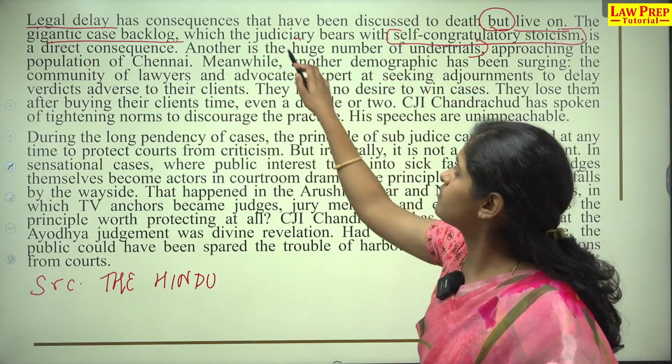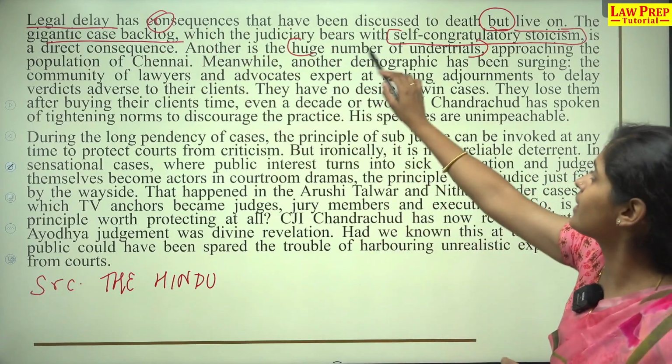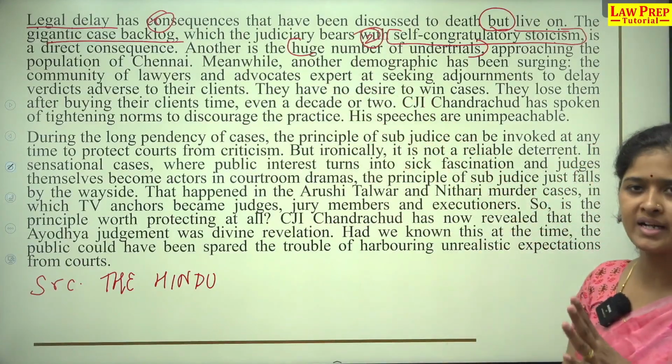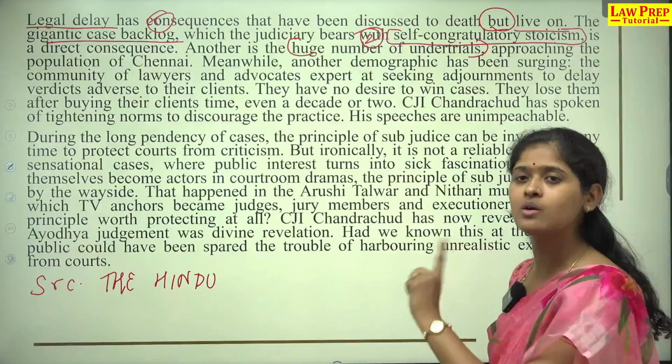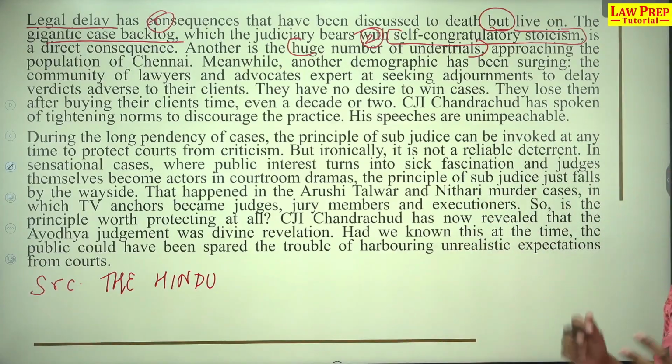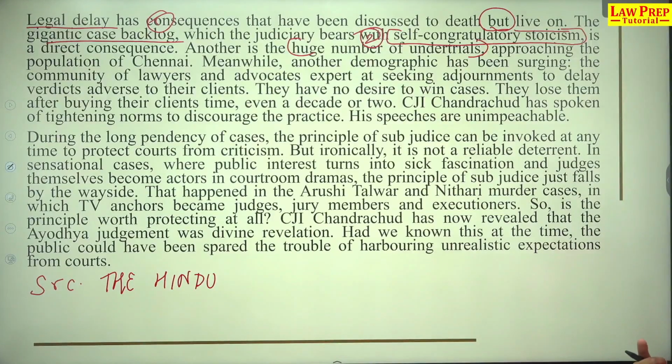Can you see the problems with delay? One is case backlog, huge number of that. Second is number of under trials. See, when you have read so many articles, you can see the causes, or number of things, that the author is about to discuss, you can put it like this. Approaching the population of Chennai.